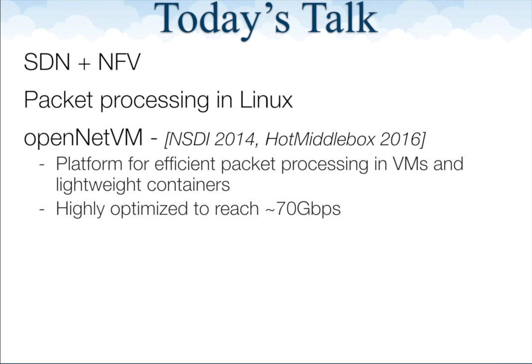Okay, so today I'm going to talk a little bit about how packets get processed in the Linux operating system and how we've designed our OpenNetVM platform to try to improve this. So this is a platform for doing very efficient packet processing in virtual machines or in lightweight containers. And we've really optimized it to be able to reach speeds of around 70 gigabits per second.